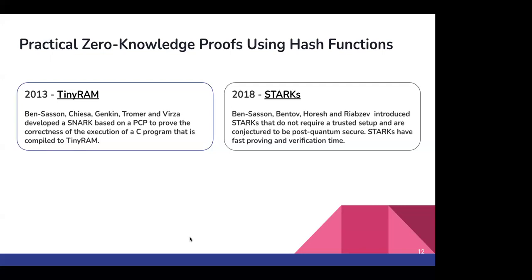A very important work was published in 2018 called STARKs. It's still from Ben-Sasson and his co-authors. The STARK is built using collision-resistant hash functions as well as error correction codes. They combine multiple technologies together to build what we use today, the STARK proof systems. STARKs do not require a trusted setup, and they are very fast in terms of proving and verification time. They are also conjectured to be post-quantum secure.